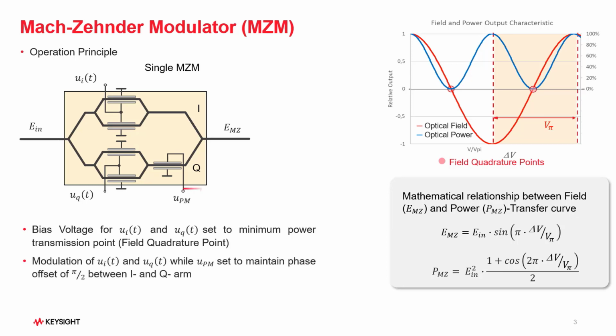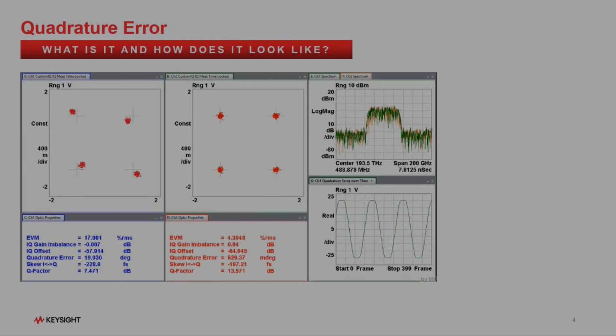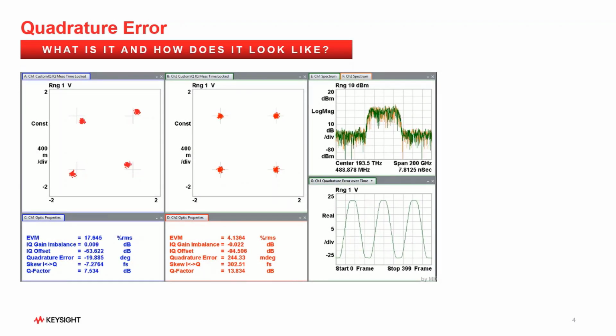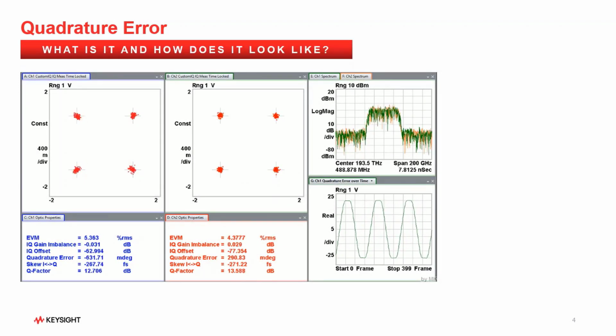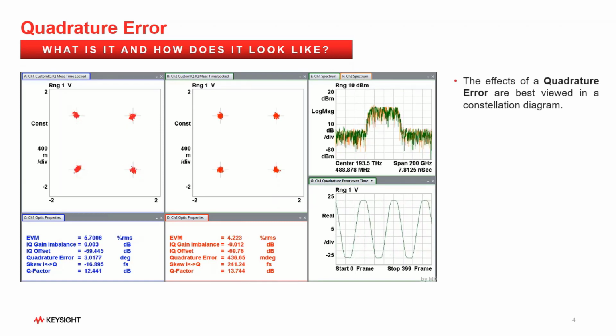In the field and power output characteristics on the right are the 2 red dots. The voltage UPM of the phase shifter or modulator in the Q branch of the Mach-Zehnder modulator is set to maintain a phase offset of pi divided by 2 between the I and the Q signal. If this condition is not met at the phase shifter due to an unfavorable bias, it results in a quadrature error, which can be best seen in the constellation diagram.